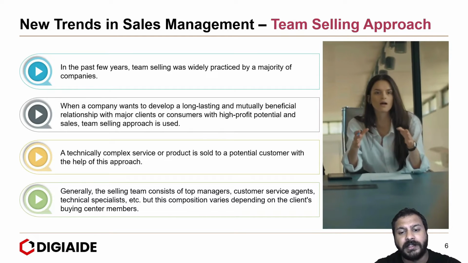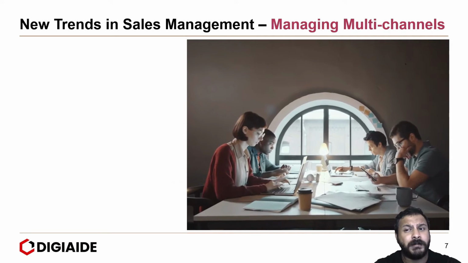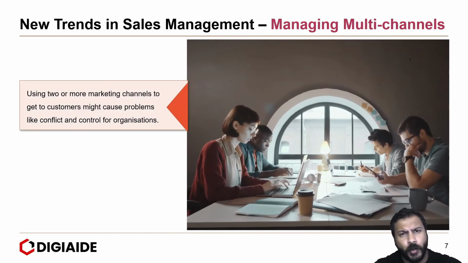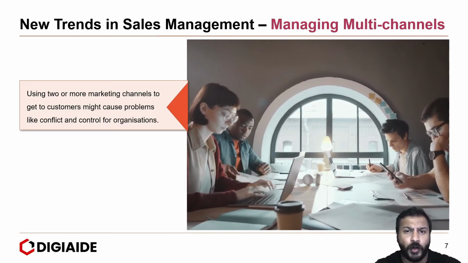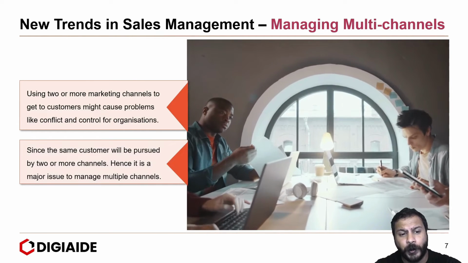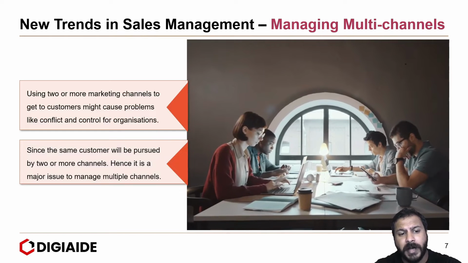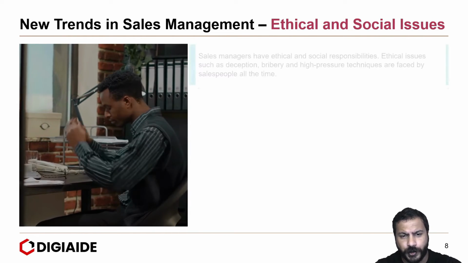This composition varies depending on the client's buying center members. Moving on to managing multi-channels. Using two or more marketing channels to get to customers might cause problems like conflict and control for the organization. Since the same customer will be pursued by two or more channels, it can cause major issues to manage multi-channels.